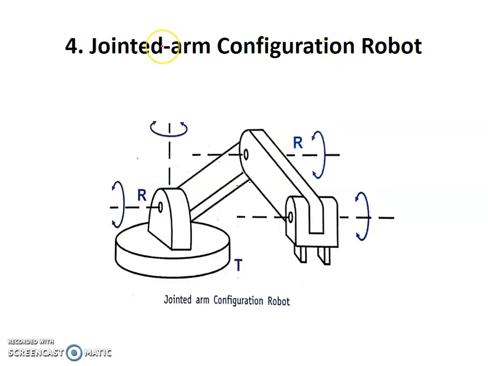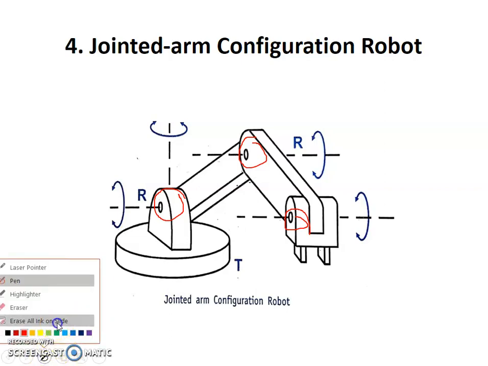Fourth one, we have the jointed arm configuration of the robot. Here we can see we have one joint, here also we have another joint, and here also we have another joint. We don't have any linear motions in the joints, only rotational and twisting motions. By using these only we can do the task. Whatever the different motions we have in the joints, those joints and motions are required to do different tasks in the robot.